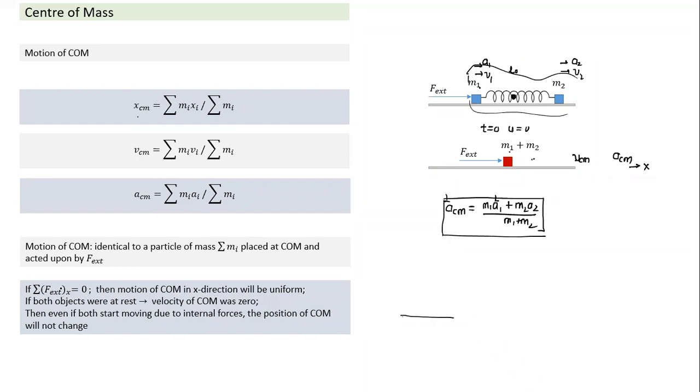See this now, what happens when the external force is 0? No acceleration, velocity is constant. So in this case, the motion of center of mass in x direction will be uniform. Okay. What does it mean?